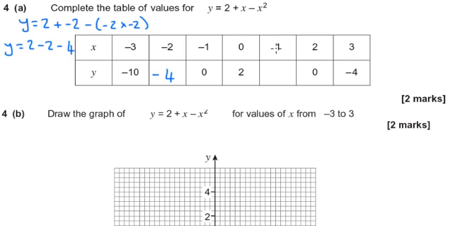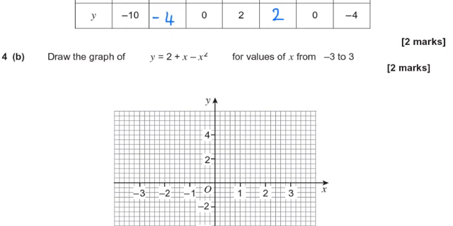When we do the same thing when we put 1 in, we're going to get that y equals 2 plus 1, take away 1 times 1 for 1 squared. So that is equal to 2 plus 1 minus 1, which is 2.